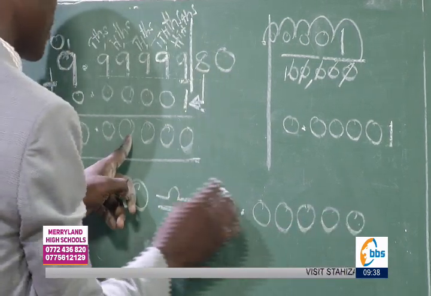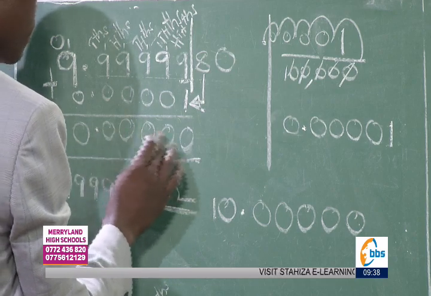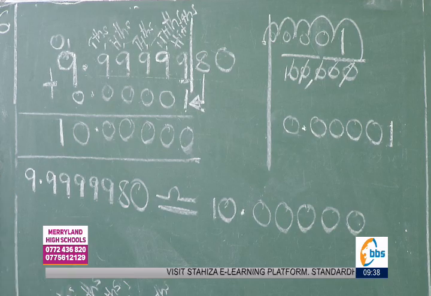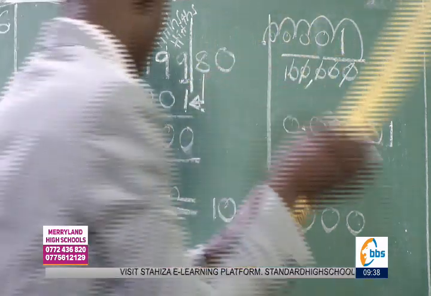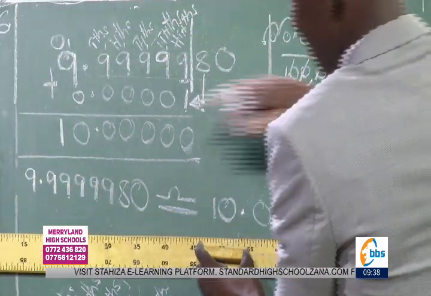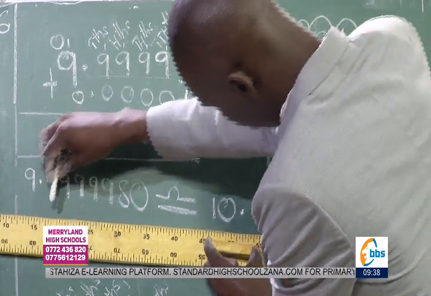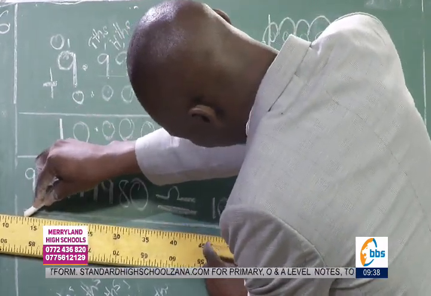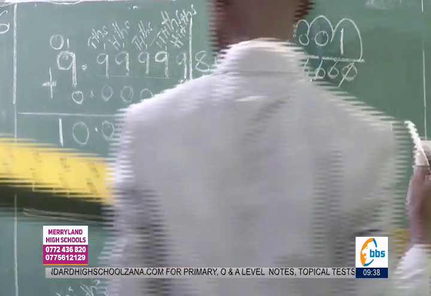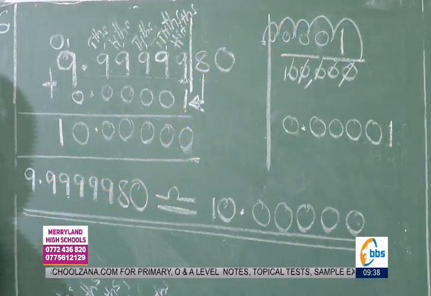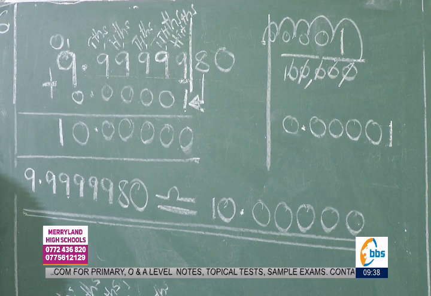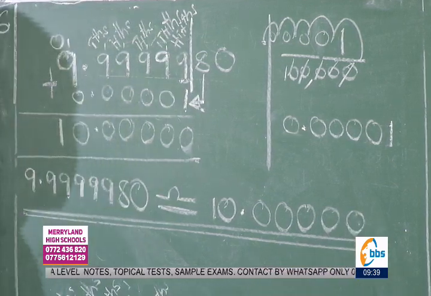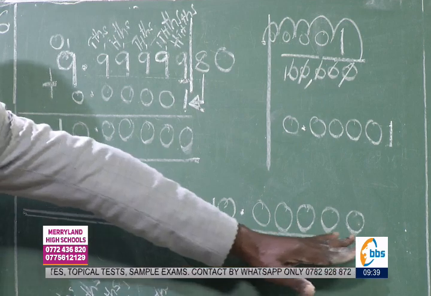How many decimal places were they? 1, 2, 3, 4, 5. I've confirmed that one has been rounded off to the nearest 100,000, meaning it must have 5 decimal places, and they are really 5.